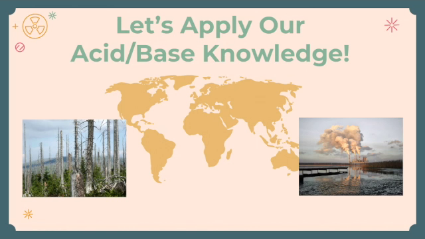Acid rain is a classic example of acid-base chemistry in nature. It is caused by nitrogen oxides and sulfur dioxides produced by both natural processes and the combustion of fossil fuels. When these oxides react with oxygen and water in the atmosphere, nitric acid and sulfuric acid are produced.